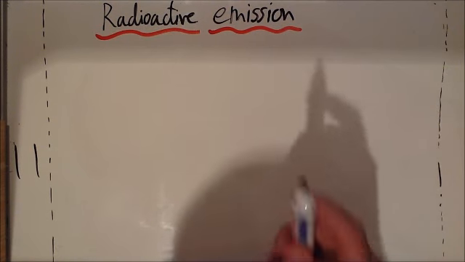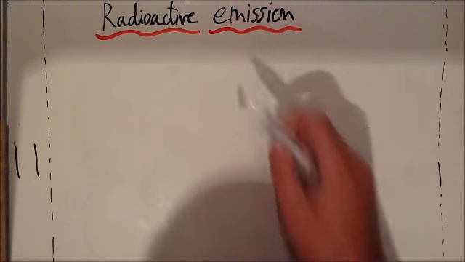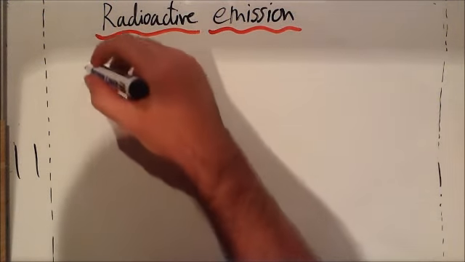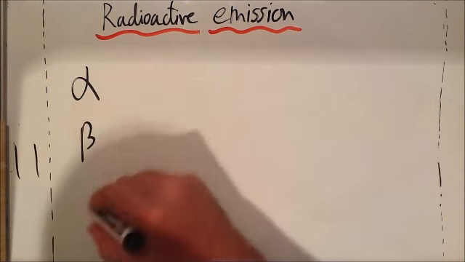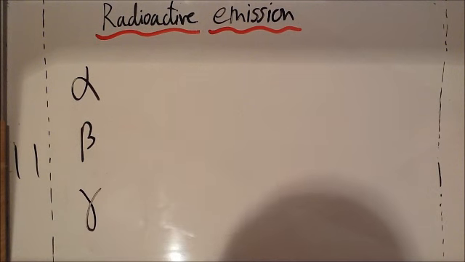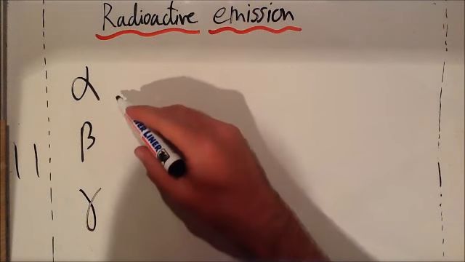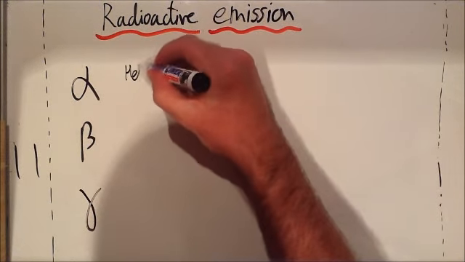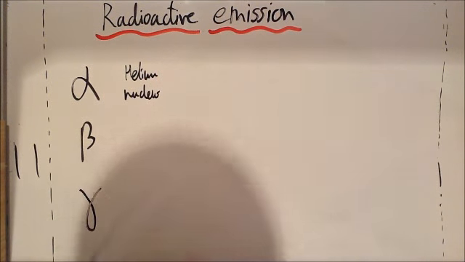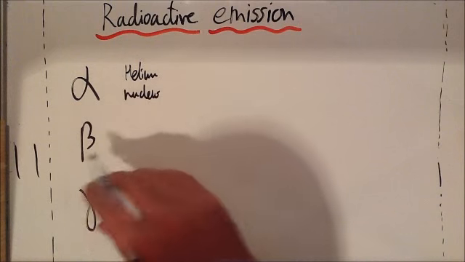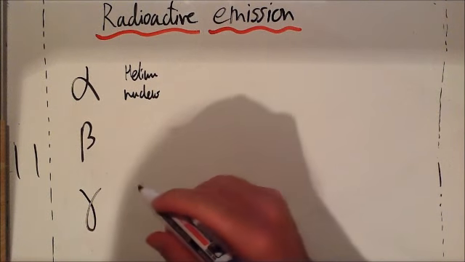I'm going to talk quickly about the different types of radioactive emission, of which there are three. We have alpha emission, we have beta emission, and we have gamma emission. Now, an alpha particle is a helium nucleus. It has no electrons, and it's quite a heavy particle.